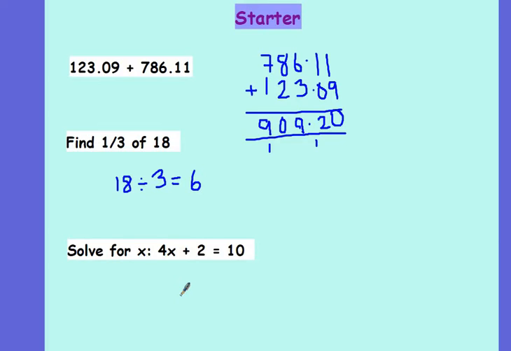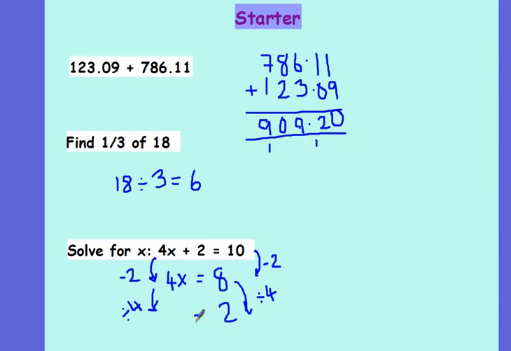And finally, I wanted you to solve this equation. I've got 4x plus 2 equals 10. The first thing I'm going to do, because I want to get just x's on one side and just numbers on the other, is subtract 2 from both sides. This tells me that 4x is equal to 8. I want to find out what x is on its own, so I'm going to divide both sides by 4. If I divide 8 by 4, what do I get, Lewis? 2. Splendid. So x is equal to 2.